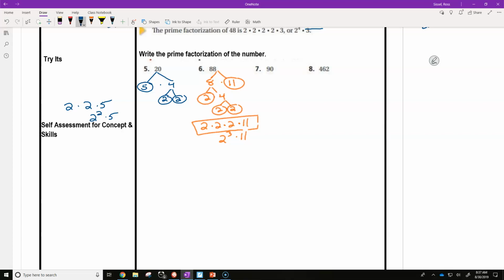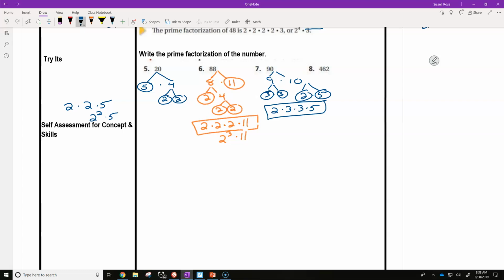How about 90? Did anyone be able to break down 90? What you got? Dylan? I did 9 and 10. Okay, 9 times 10. And then I did break down 9 as 3 times 3, and those are primes, so we circle them. And then for 10, I did 2 times 5, and those are both primes. So we'd be left with 2 times 3 times 3 times 5, or 2 times 3 squared times 5.